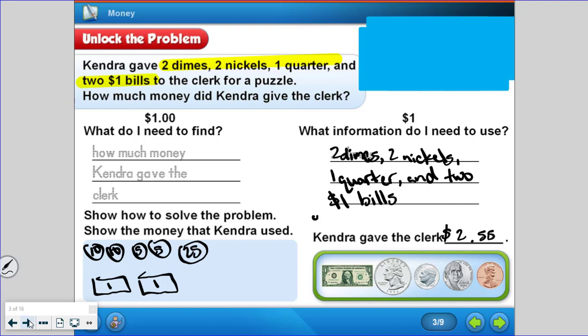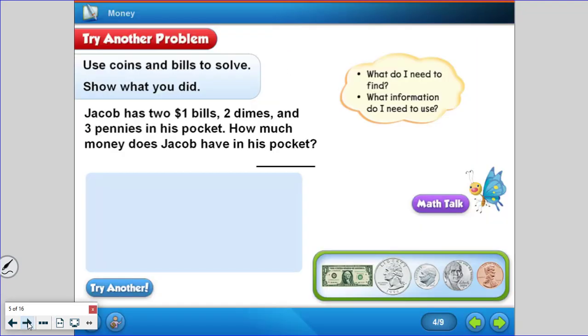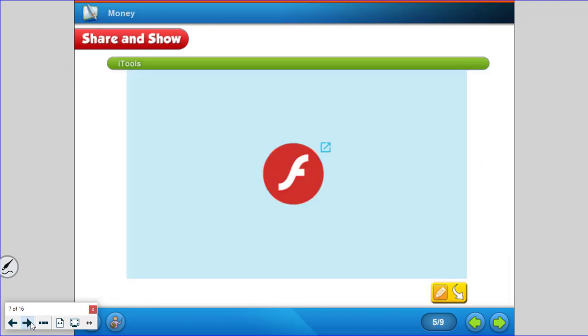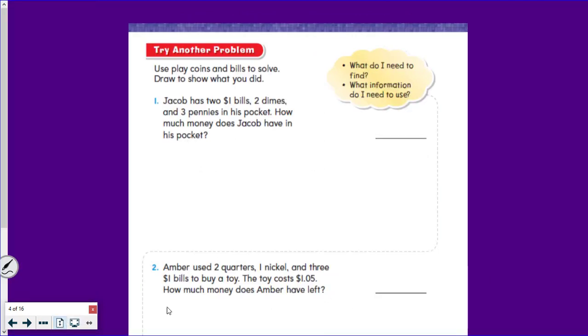Now let's go to the next page. On the back of your page 503 is page 504. I'm going to make this a little bit bigger. And the same thing, we're going to act it out. We're going to use the information that we have to figure out the problem. It says Jacob has 2 $1 bills, 2 dimes, and 3 pennies in his pocket. How much money does Jacob have in his pocket? That's what we need to find out.